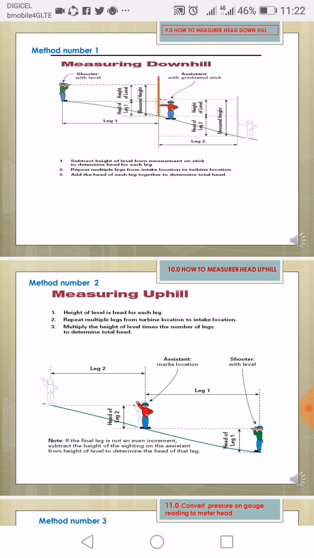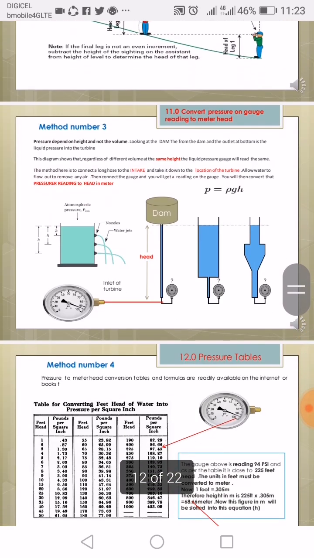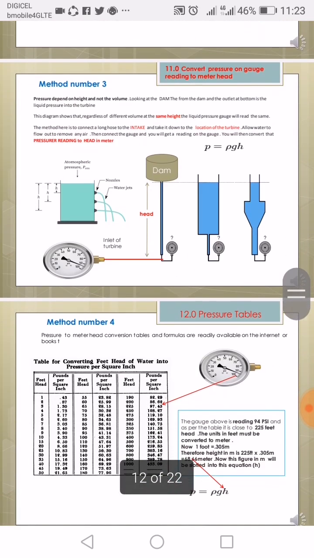Now you repeat this process from leg 1 or leg 2, then you go down, repeat, and come up in the leg to the powerhouse. Now you add all of these up to get the total leg here, and you get the total height. Now you look at the slide again. Now method number 3. Method number 3.